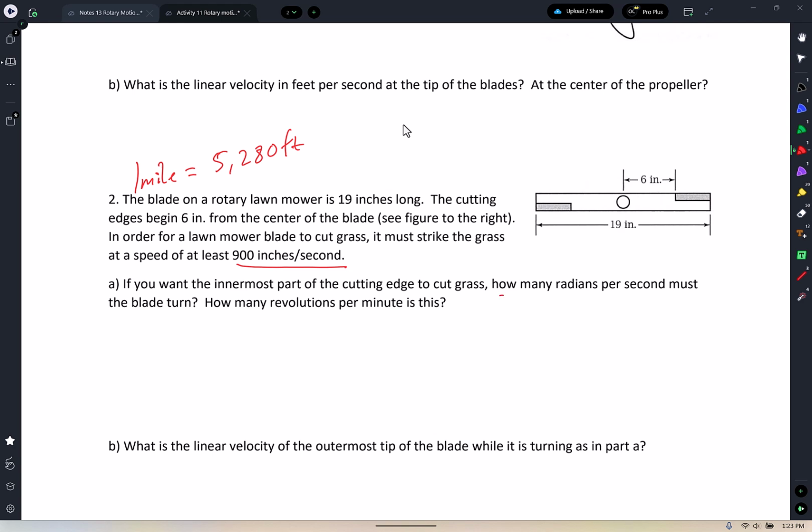Okay, so they're asking two questions. Let's do this one first, and then we'll do that one second. How many radians per second is this? Start with the 900 inches per second. 900 inches per second. This is just like stoichiometry. Are we still okay? What's up? I didn't give you one?